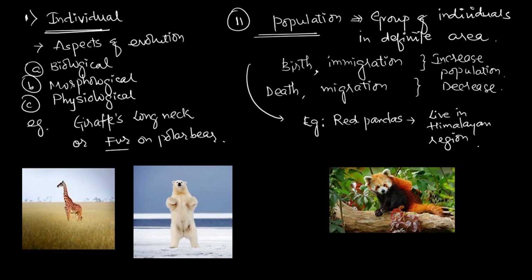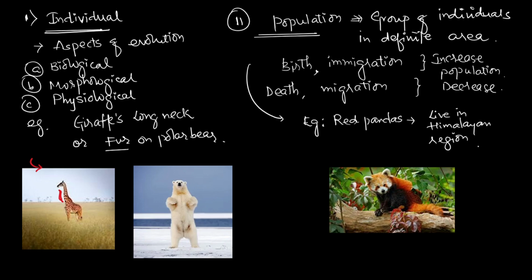Now, individual, as we all know, in this we focus on an individual species. In that, we focus mainly on the aspects of evolution. Now, what are the three core aspects of evolution? Biological evolution, morphological evolution, and physiological evolution. For example, as far as the giraffe is concerned, we see that it has a long neck. Now, why does the species have a long neck? It is part of evolution.